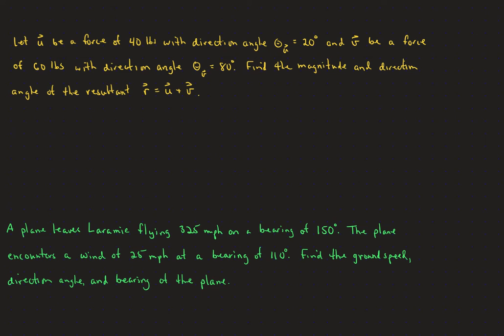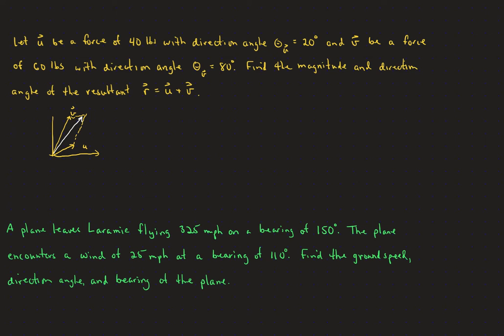Let U be a force of 40 pounds with a direction angle of 20 degrees. So there's about 20 degrees, and that's going to be our vector U. And our vector V has a magnitude of 80 and an angle of 80 degrees. So it's going to look something like that. And we're going to try to find the resultant, right there.